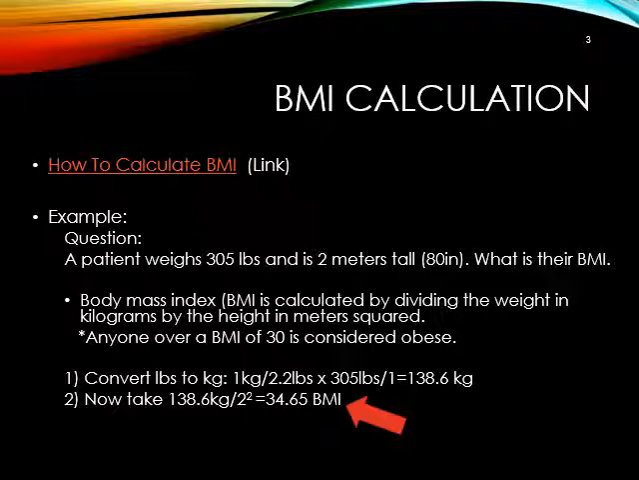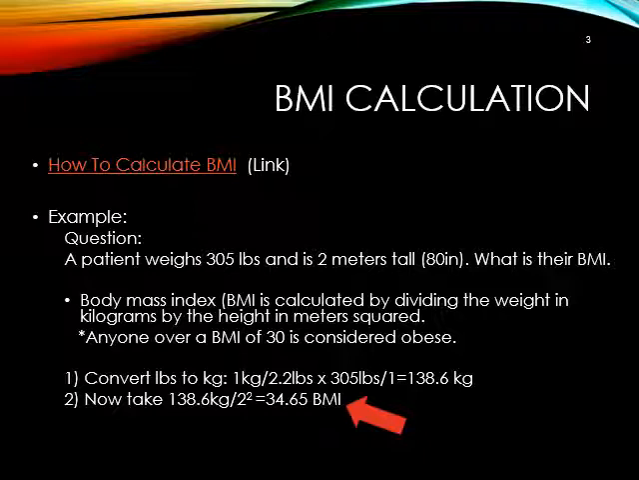This is important to know because you may be given a question about calculating a BMI. It won't be a difficult question, because here's an example. A patient weighs 305 pounds. So we need to convert our pounds to kilograms, and we know 1 kilogram is 2.2 pounds. And that is on this slide. Go back up to the question: this patient is 2 meters tall, or 80 inches.